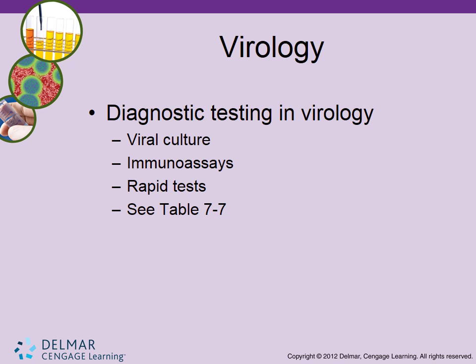In the clinical lab, we use viral cultures, we use immunoassays, and some simple rapid tests to identify the types of virus that's making a person ill. You can see on table 7-7 the types of tests used to identify different types of viruses. We'll use a couple of the tests when we get into the immunology department.